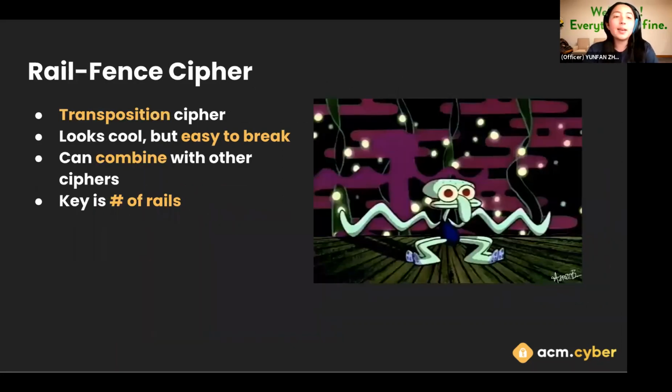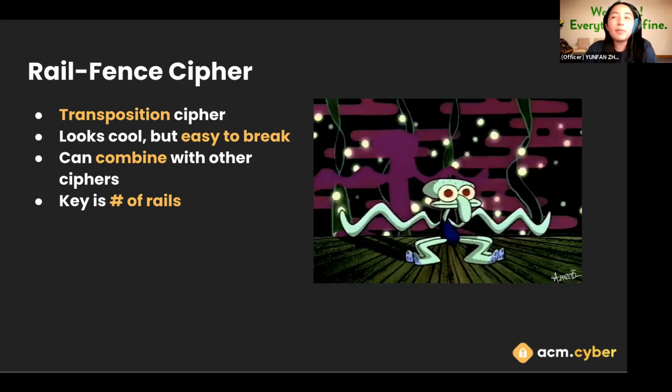Okay, next slide, please. Okay, and another cipher that we're going to go over is called the Railfence cipher. The Railfence cipher is a transposition cipher, which is also not very secure. It looks pretty cool, but it's very easy to break. So again, just like the previous cipher we talked about, you can combine these with other ciphers and make a slightly more secure cipher just by having multiple layers to peel past.